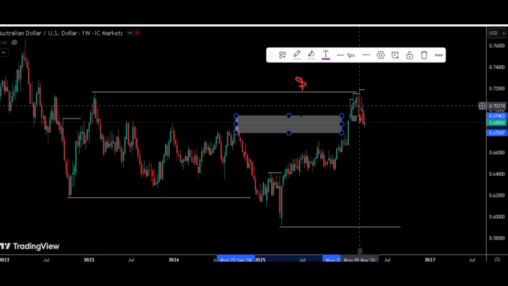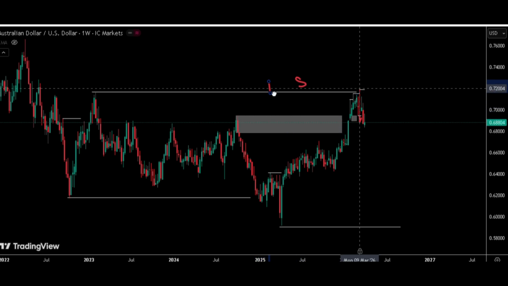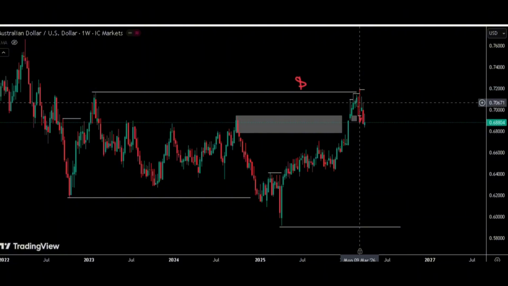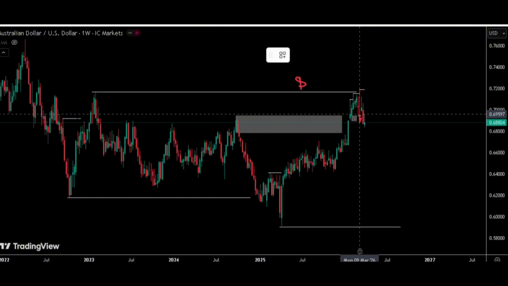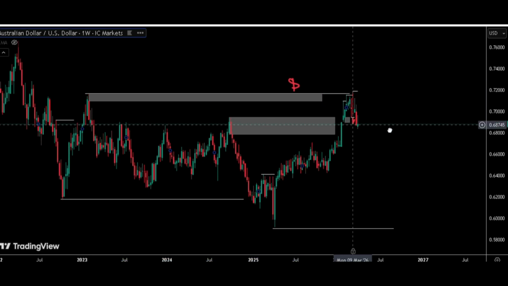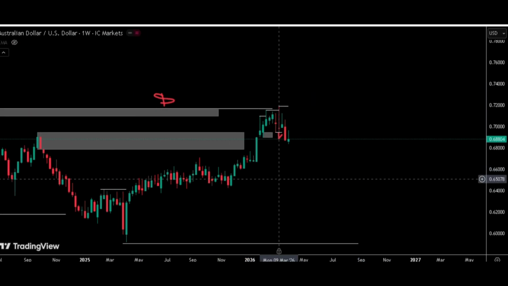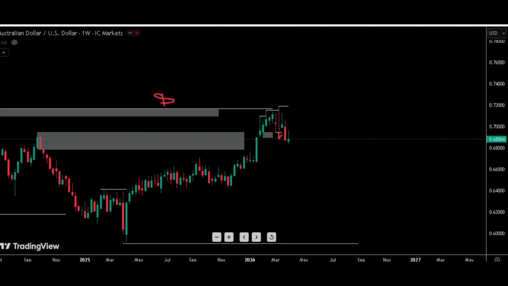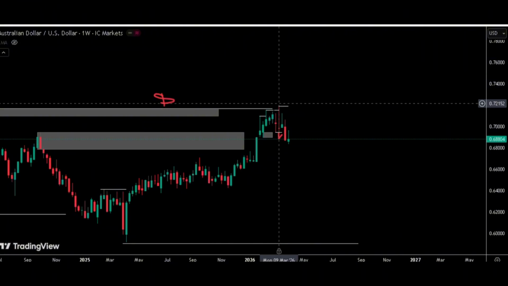But for extra confirmation, the market is likely coming for an external liquidity sweep. The market is likely going to sweep this high, or the market respected this hidden POI, but the sweep of the high is kind of high probability. So you can see the market swept this high already. We had a sweep of this high, and then the market rejected.